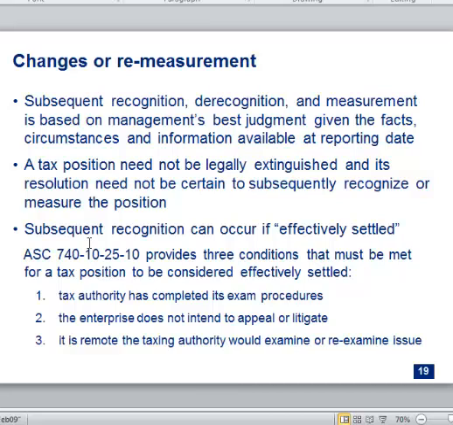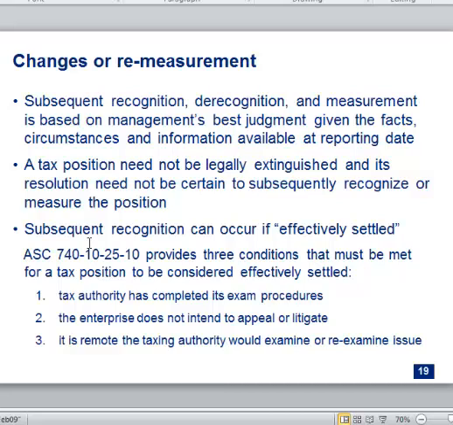So in theory, the legal liability still exists, right? The IRS could always come back and audit you again, find the issue, and assess you. But that never happens, right? And so the second bullet basically says you don't have to legally extinguish a liability in order to recognize the benefit of the position. And this concept of effective settlement is described in the third bullet.